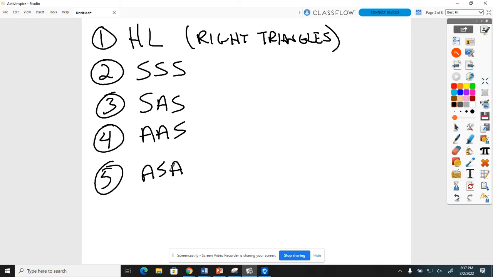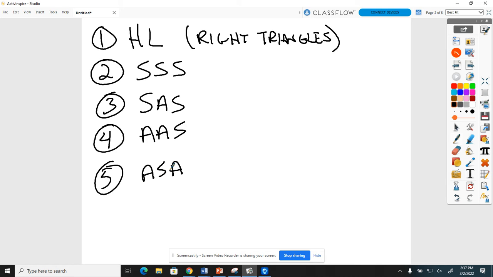Wait, ASS doesn't work. AAS works. ASS does not work, and AAA does not work. So, corresponding and these shortcuts are very important.